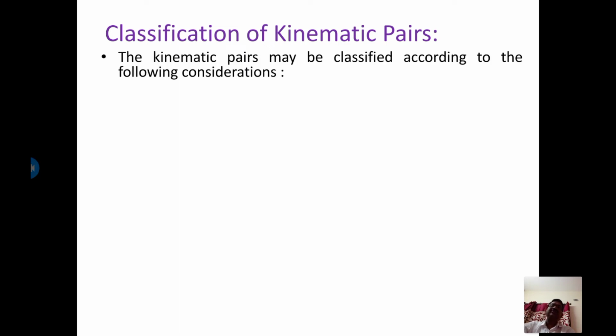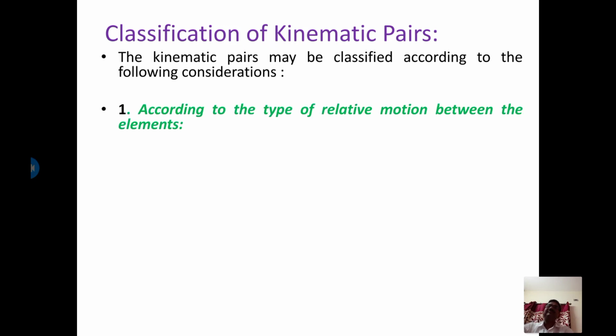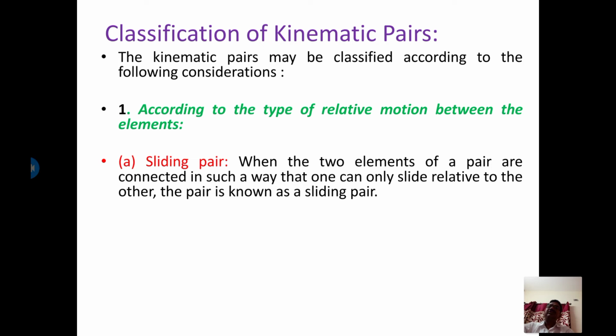Now, kinematic pairs can be classified based on different criteria. The first one is based on the relative motion between the elements, that is, according to the type of relative motion between the elements. The first one is the sliding pair. When the two elements of a pair are connected in such a way that one can only slide relative to the other, the pair is known as a sliding pair. So one element slides over the other, like this.